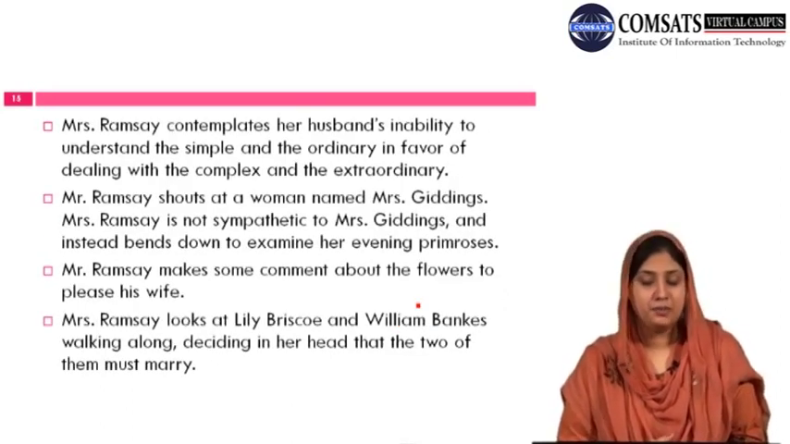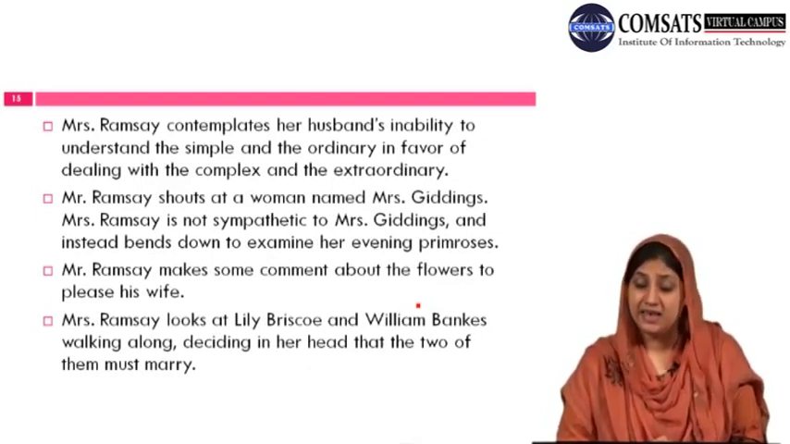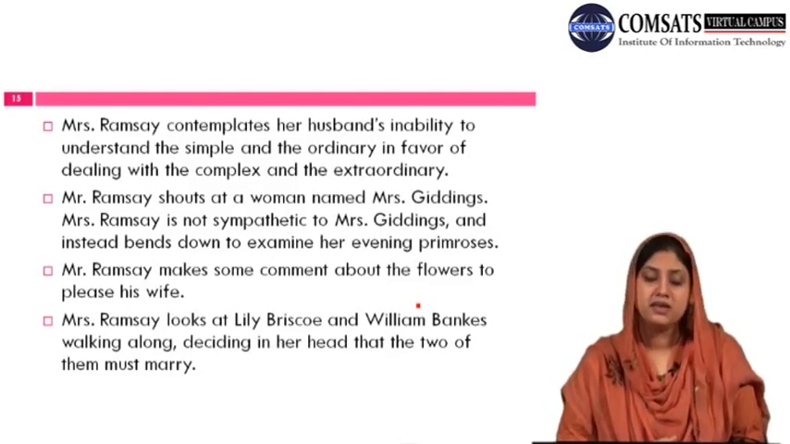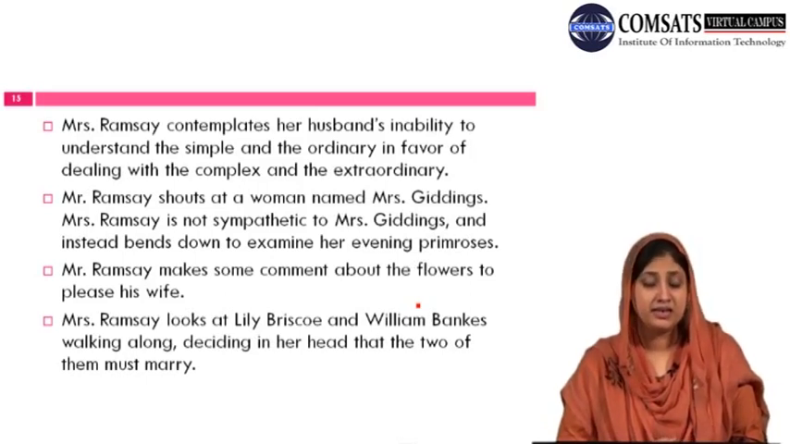Mrs. Ramsay contemplates her husband's inability to understand the simple and the ordinary in favor of dealing with the complex and the extraordinary. Mr. Ramsay shouts at a woman named Mrs. Giddings. Mrs. Ramsay is not sympathetic to Mrs. Giddings and instead bends down to examine her evening primroses. Mr. Ramsay makes some comment about the flowers to please his wife. Mrs. Ramsay looks at Lily Briscoe and William Bankes walking along, deciding in her head that the two of them must marry.